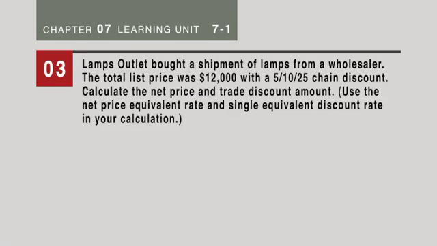In number 3, Lamp Outlets bought a shipment of lamps from a wholesaler. Total list price is $12,000. Now we get a chain discount of 5, 10, 25. Our goal here is to calculate the net price and the trade discount amount. And it says use price equivalent rate. That means what are we paying per dollar? And it says single equivalent rate. That means what are we saving per dollar? So the net price equivalent rate is what you're paying per dollar. Single equivalent discount rate is what you're saving per dollar.